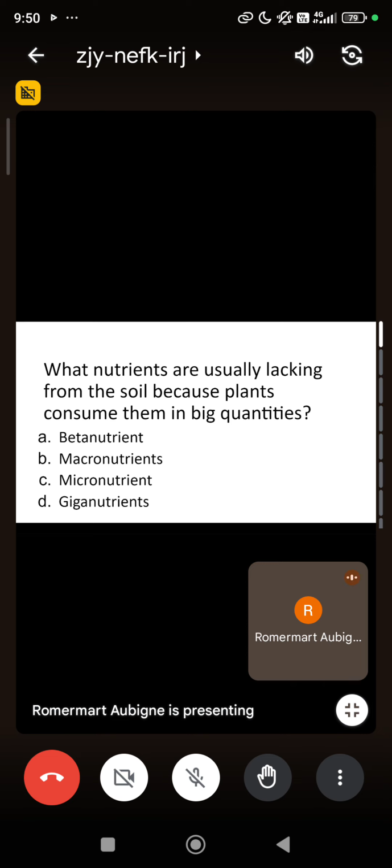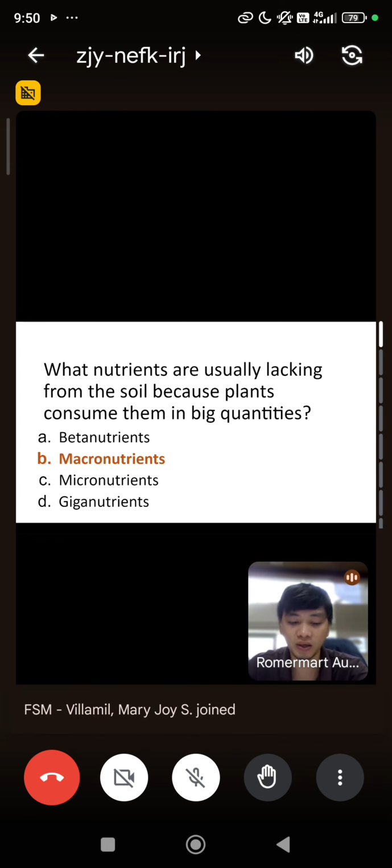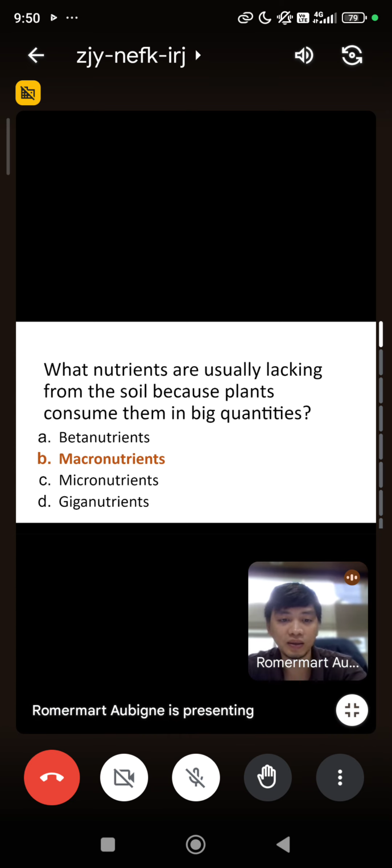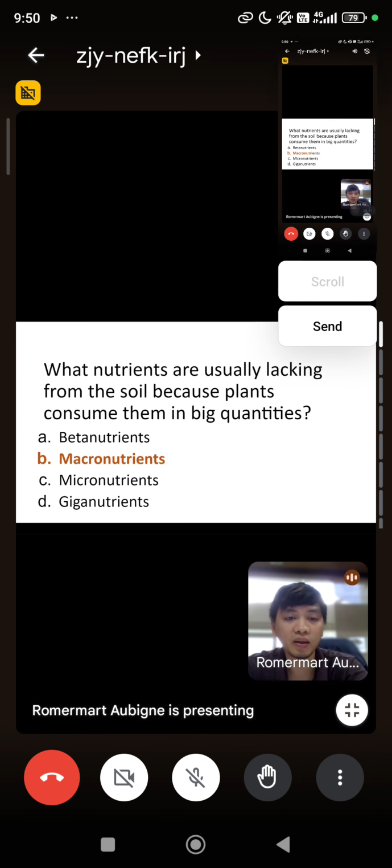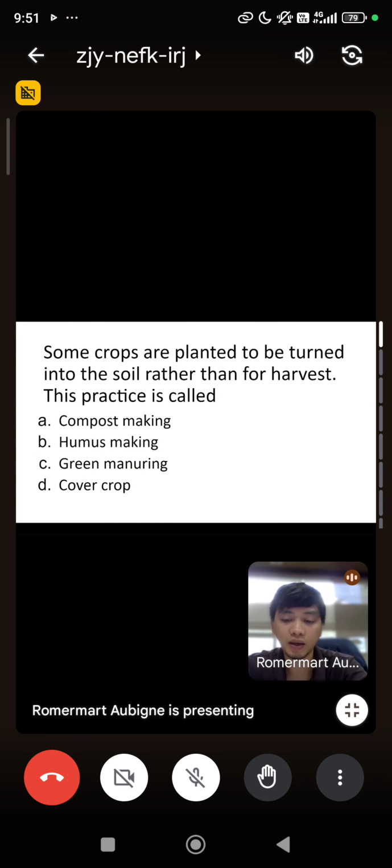Natin sagot nila. Big nutrients are usually lacking from the soil because plants consume them in big quantities. The answer is macronutrients. Ano na ba yung mga macronutrients? Later, meron tayo dyan. I-present natin yung mga macronutrients, mga nutrients na kailangan ng halaman, major na kailangan ng halaman.